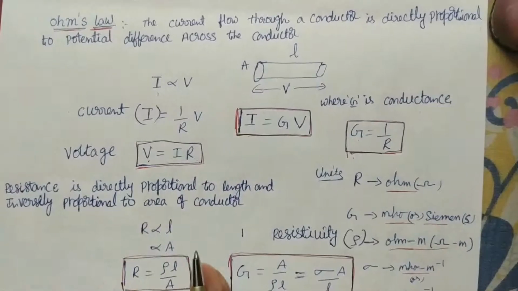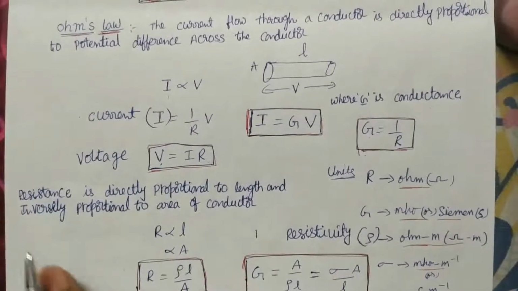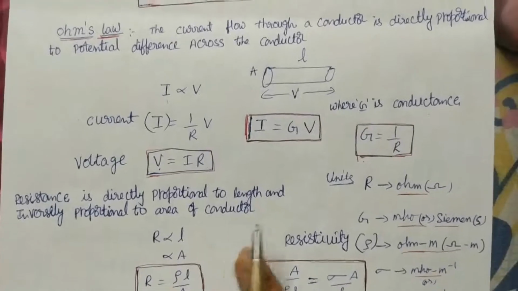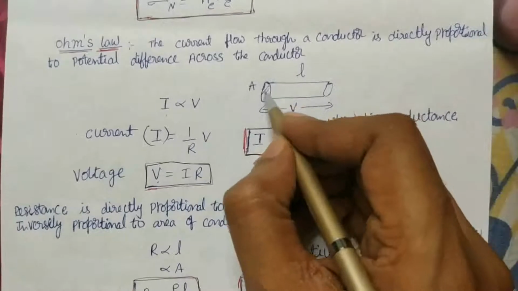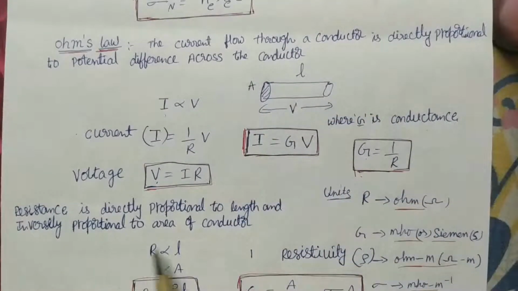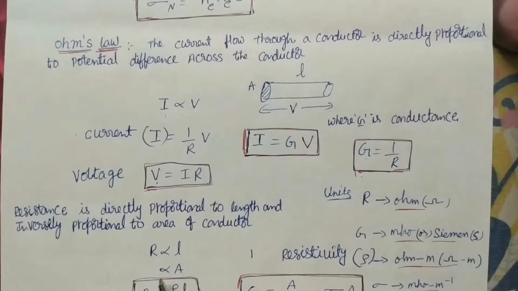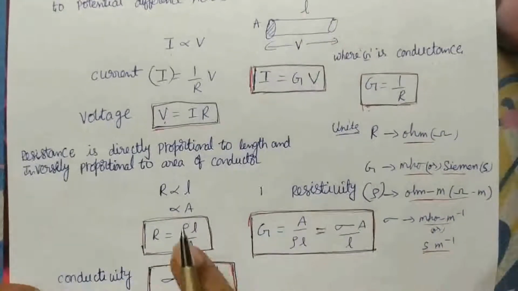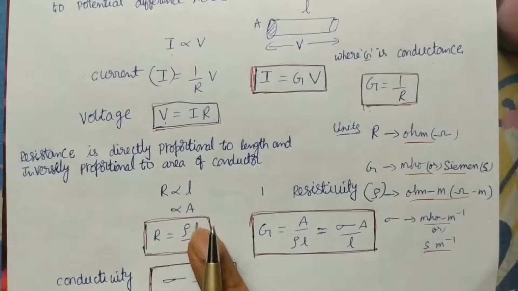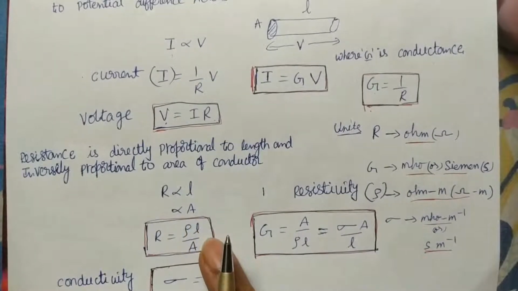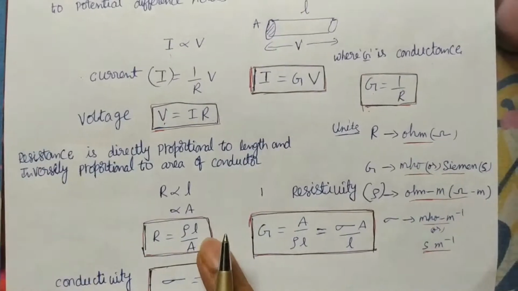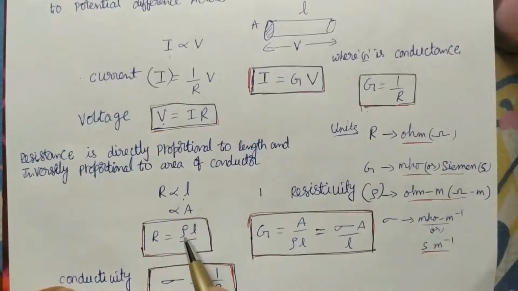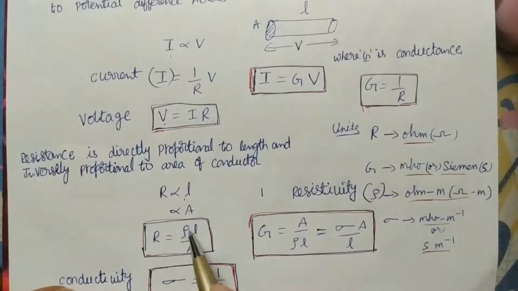Here you see what factors resistance depends upon. The resistance of the conductor depends upon the length: more length, more resistance; more area, less resistance. So resistance is directly proportional to length and inversely proportional to area of cross section of the conductor. Of course it also depends upon temperature, impurity added, and the nature of the material. To remove this proportionality they use a constant rho. Rho is called resistivity or specific resistance.